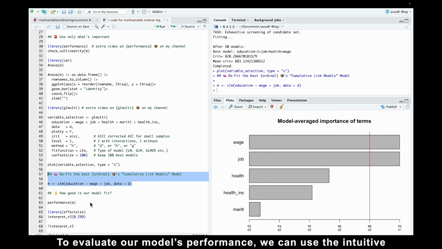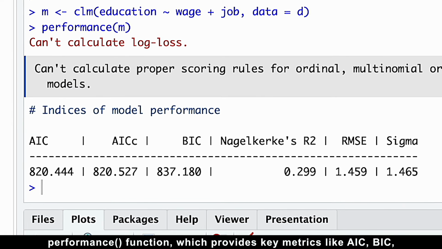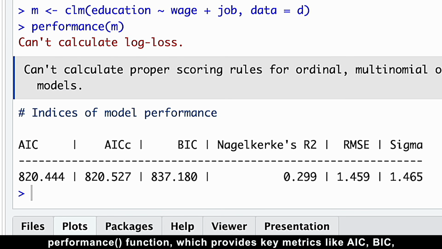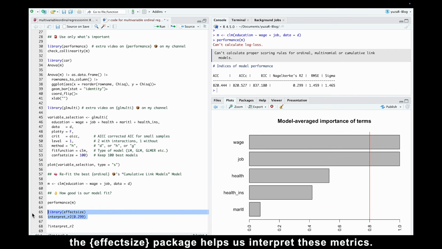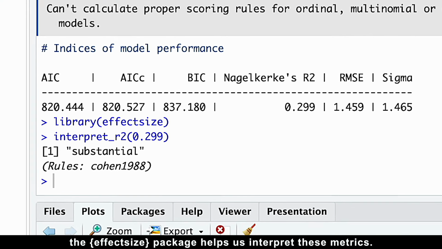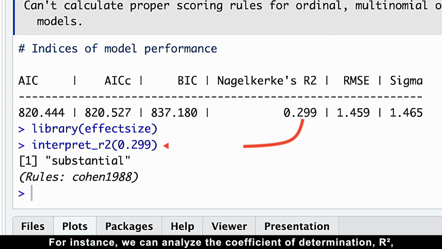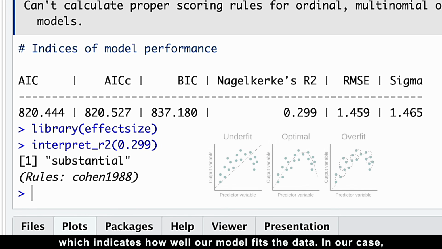To evaluate our model's performance, we can use the intuitive performance function, which provides key metrics like Akaike's information criterion, Bayesian information criterion, R-squared, and more, depending on the model type. Additionally, the effectsize package helps us to interpret these metrics. For instance, we can analyze the coefficient of determination R-squared, which indicates how well our model fits the data.